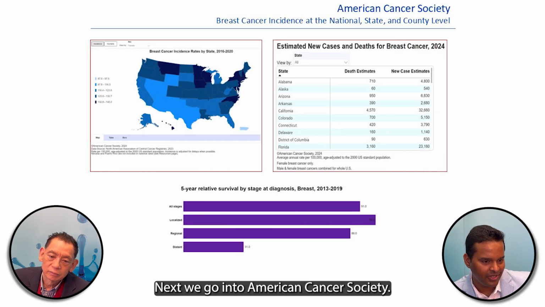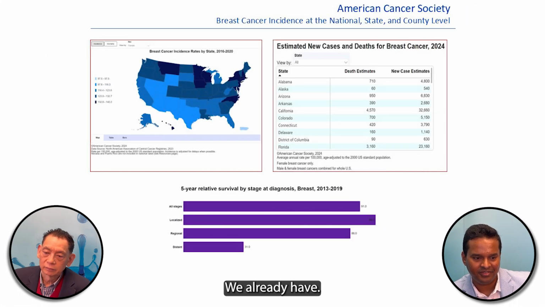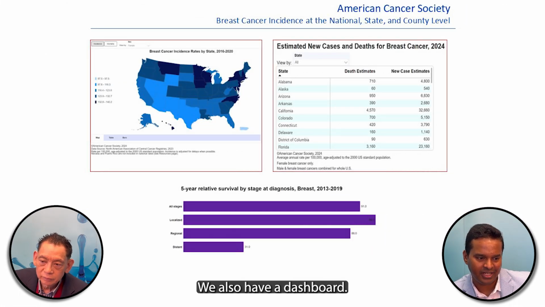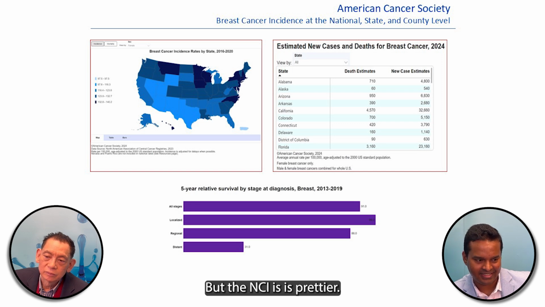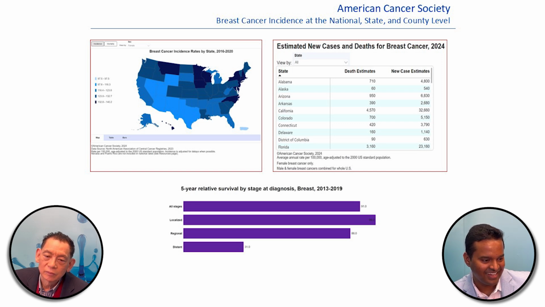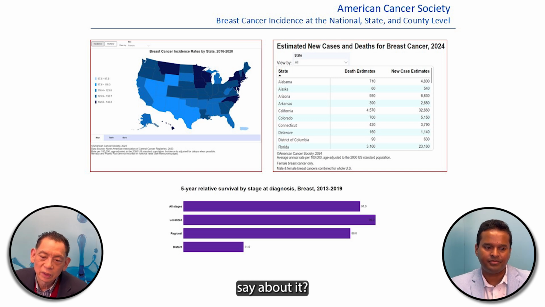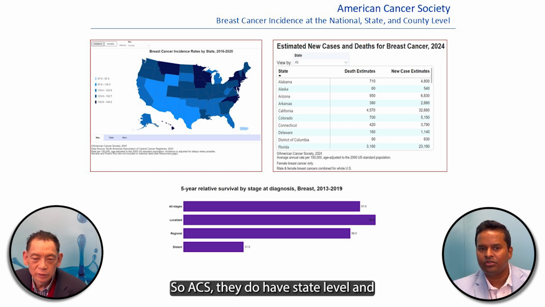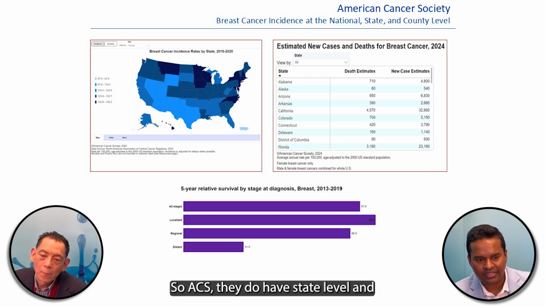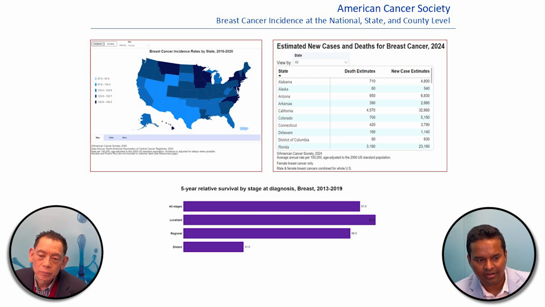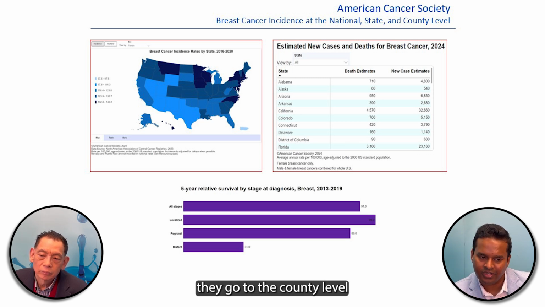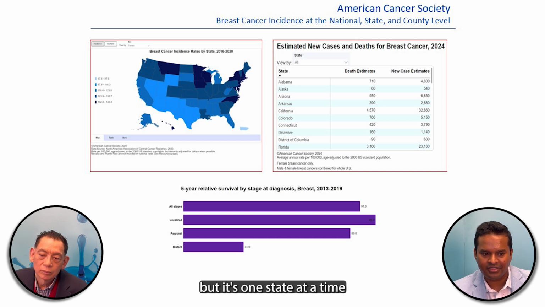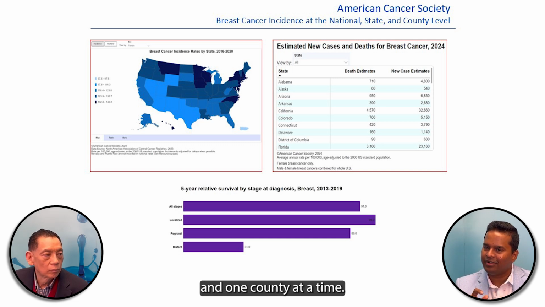Right. Yeah. Exactly. Next, we go into American Cancer Society. We already have. They also have a dashboard, but the NCI is prettier. And so the ACS, anything to say about it? What's kind of cool about it? So ACS, they do have state level, and they go to the county level, but it's one state at a time and one county at a time.